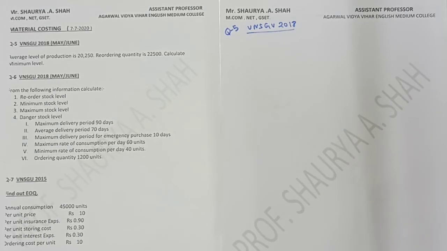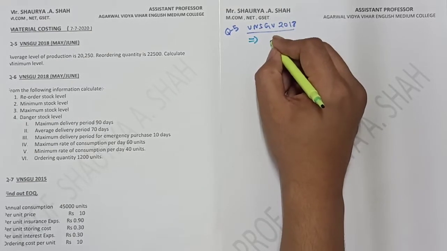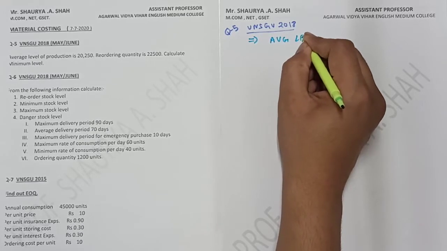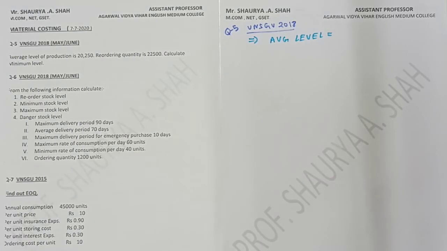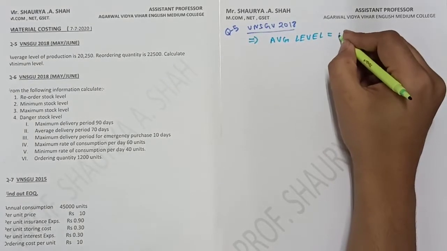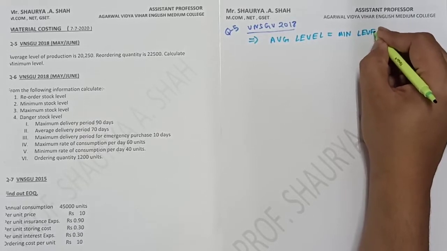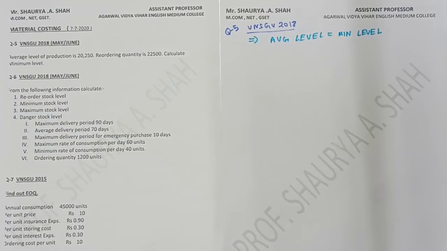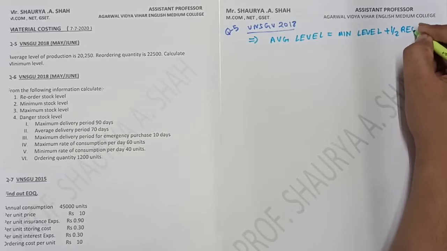So minimum level, what is the formula for average level? First of all, if you are having two information, you can find it out. What is the formula for average level? In yesterday's lecture we saw, students, average level was minimum level plus half EOQ, when it is specifically said that your sum is based upon your EOQ, right? But here EOQ is not there. So what will be our formula? Average level is equals to minimum level plus half of reorder quantity.